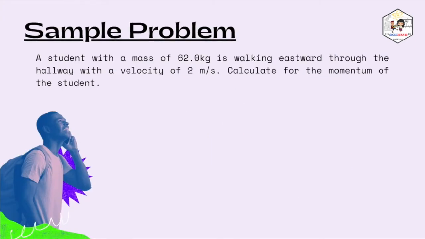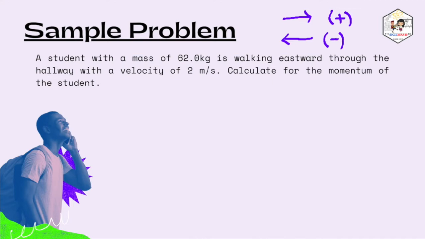So to further understand momentum, let's head on to our sample problems. Before I start answering this sample problem, let me first establish our notation. When our objects are traveling to the right or eastward, we will be using the positive symbol as our notation, while when the object is traveling to the left or westward, we will be using the negative symbol as our notation.